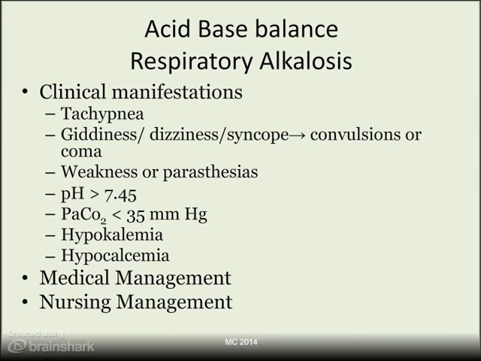We see the normal values here for respiratory alkalosis. If the pH is greater than 7.45 and the PCO2 less than 35. And you'll also see it in patients with hypokalemia and hypocalcemia. It's kind of hard to treat respiratory alkalosis, but if we can get the patient's breathing to slow down, we find that that is something that really will help.